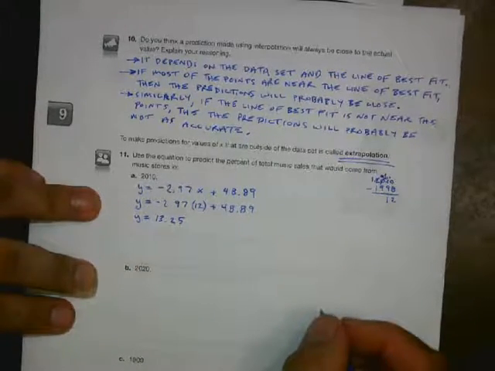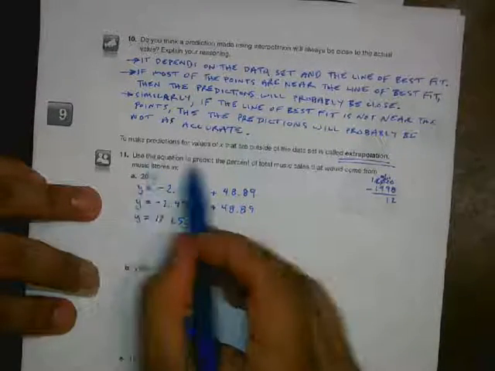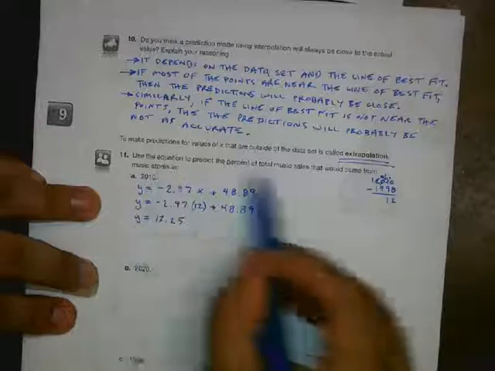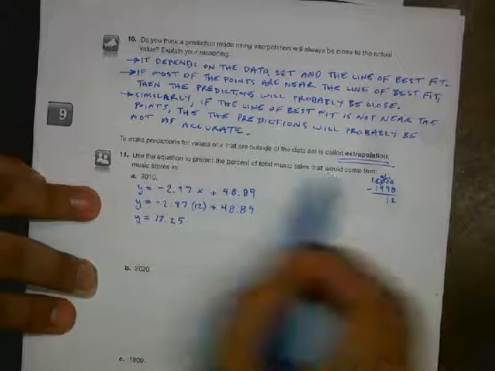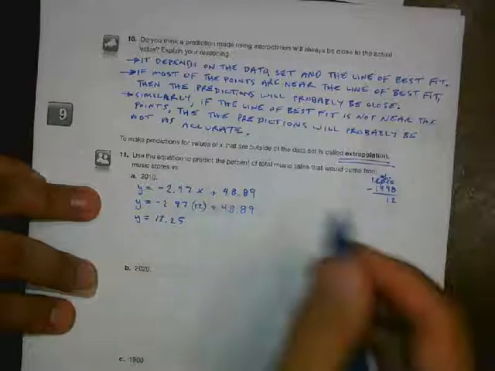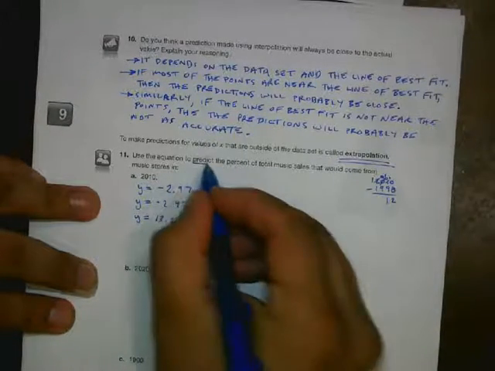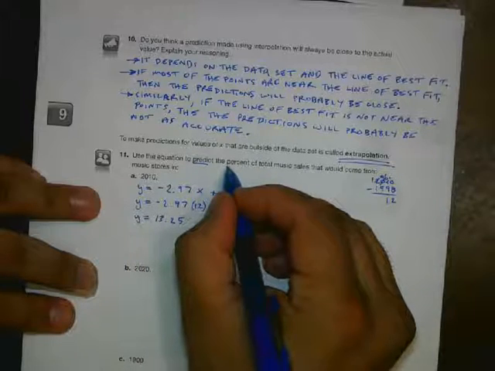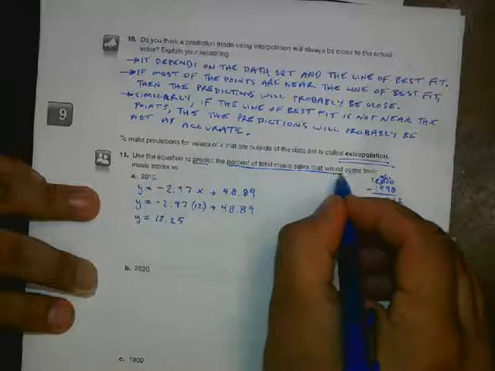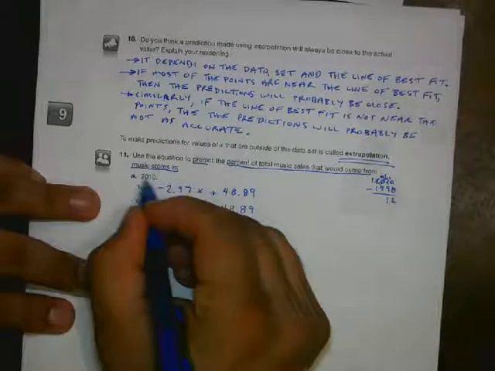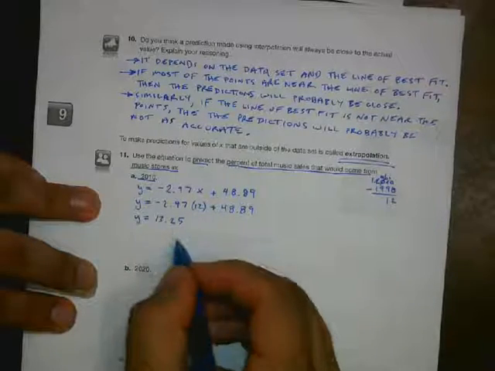So let's take what they wrote here for the question and flip it into the answer. Use the equation to predict the percent of total music sales that would come from music stores in 2010. So we could say our prediction for percent of total music sales that would come from music stores in 2010 is 13.25%.